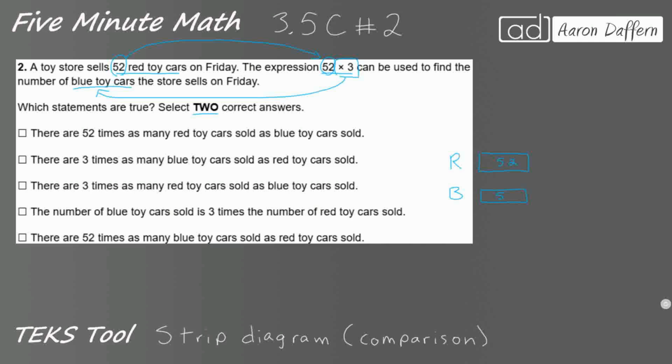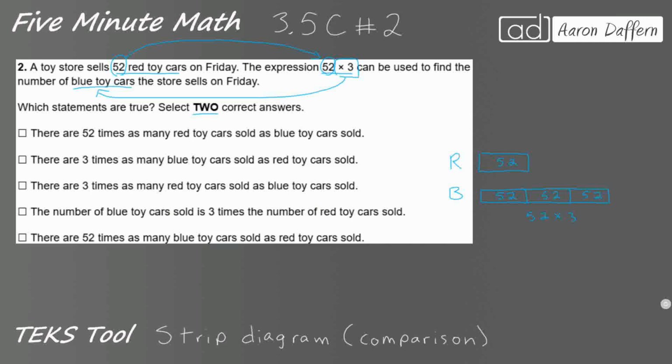Now, if we were to draw just one, this would be times 1 because it's the exact same. There'd be 52 red, 52 blue. If I draw another one, then I would say the blue cars are 52 times 2 because I've got 2 units of 52. And so I need one final one right here. And there we go. I've got 52 times 3 represented right there. So that's how I could represent this with a comparison strip diagram.